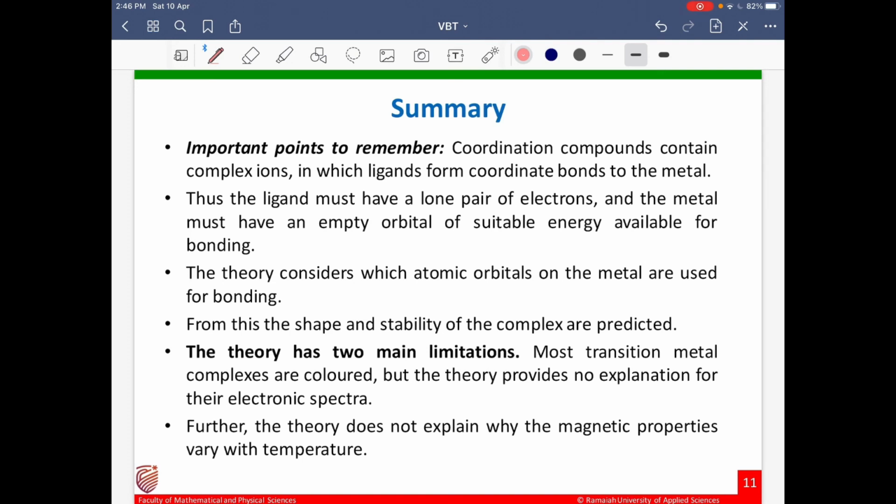The theory considers which atomic orbitals on the metal are used for bonding. From this, the shape and stability of the complexes are predicted. The theory has mainly 2 limitations. Most transition metal complexes are colored, but the theory provides no explanation for their electronic spectra. Further, the theory does not explain why the magnetic properties vary with temperature. For these reasons, it has largely been superseded by crystal field theory, which we will study in future classes. However, it is of interest for study as it shows the continuity of development of modern ideas from Werner's theory.